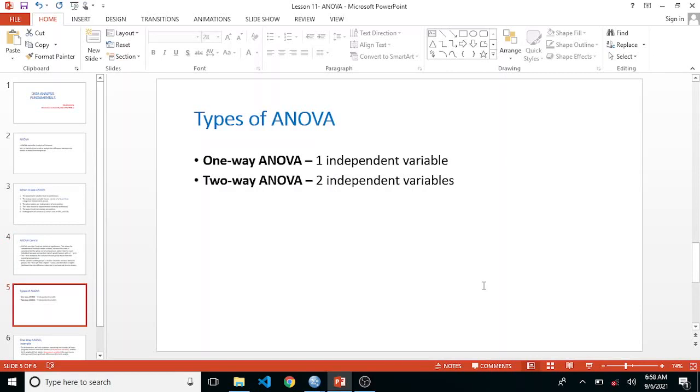There are 2 types of ANOVA. We have the one-way ANOVA, which has just one independent variable, and we have the two-way ANOVA, which has 2 independent variables. So if you have 2 independent variables, you will be using the two-way ANOVA, and if you have 1 independent variable, you would be using the one-way ANOVA.